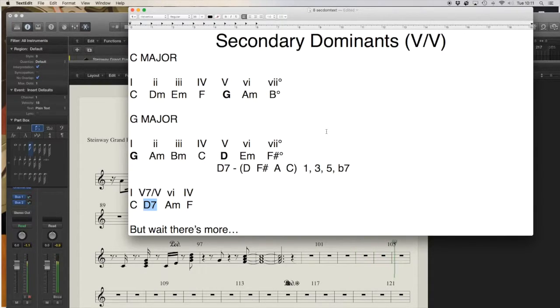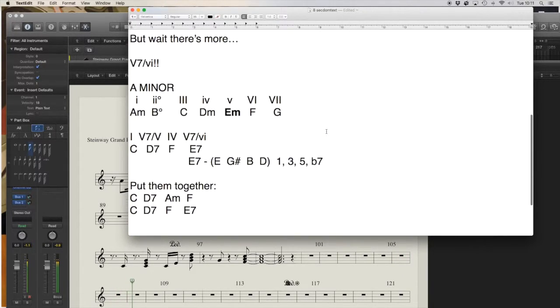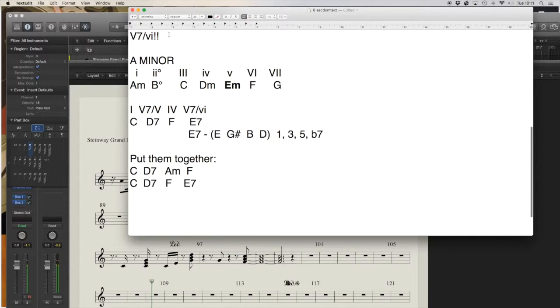But those aren't the only kinds of secondary dominants. There's more to discuss. So now let's talk about taking the secondary dominant of the submediant. So we're looking for what's that 6th chord. That submediant is A. We look at the A minor scale, and look who's sitting in that 5 position, but E.